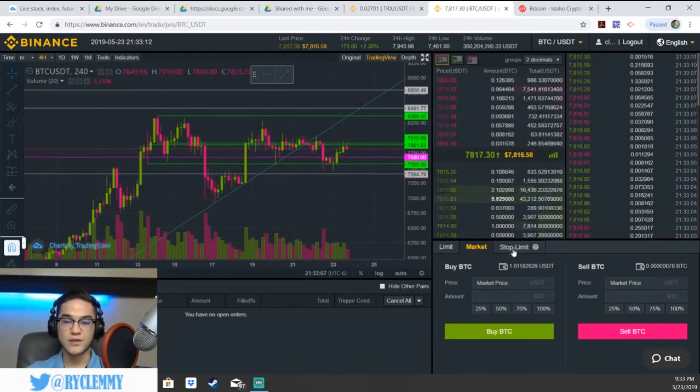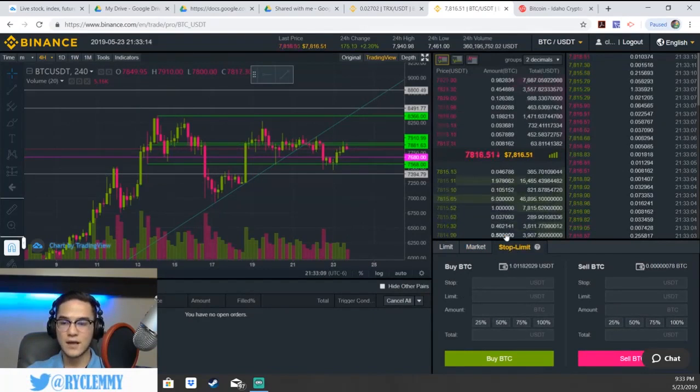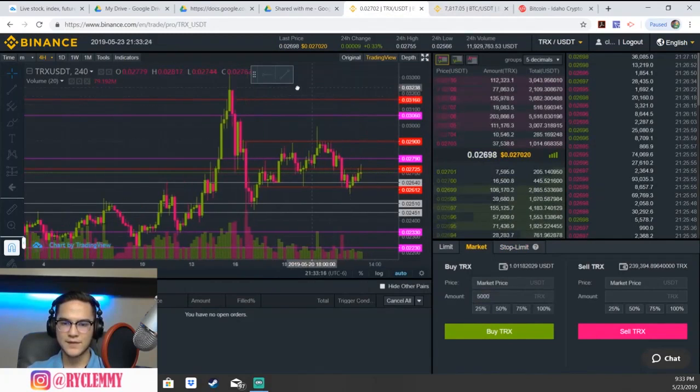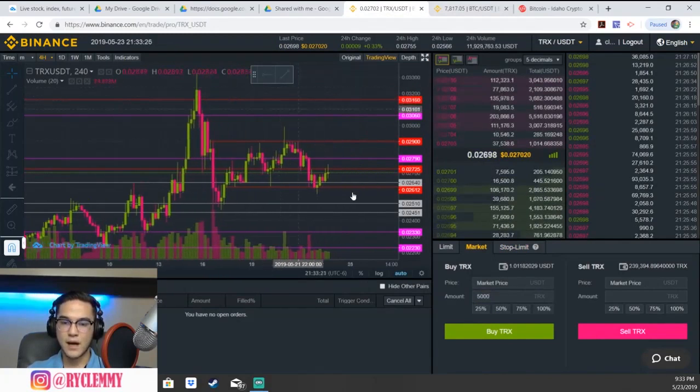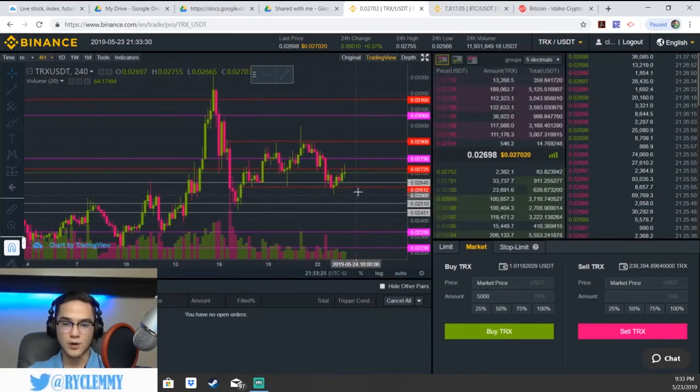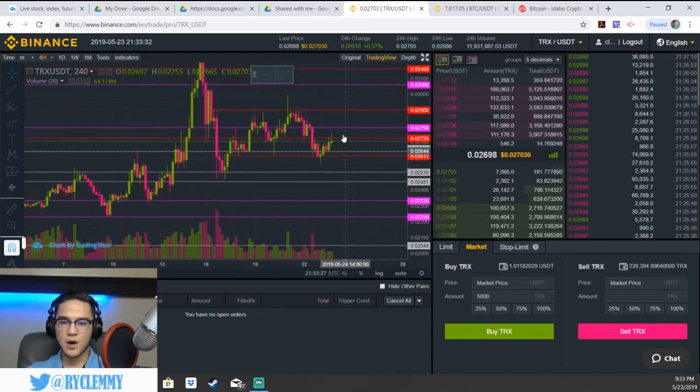Now, there's also stop limit on Binance. And this right here is going to be your lifesaver. Okay, so let's hop back over here to Tron. So Tron's been doing all right these past few days. It's been up and down a little bit, but let's say that I'm holding Tron currently, and you should always have a stop loss set. I don't currently because I just took it off right before this video.